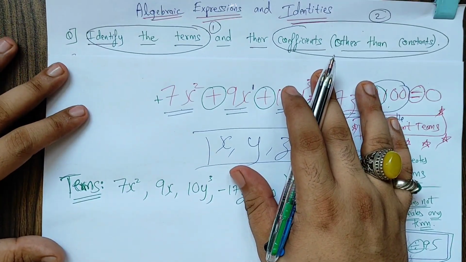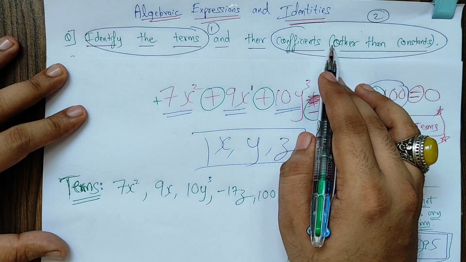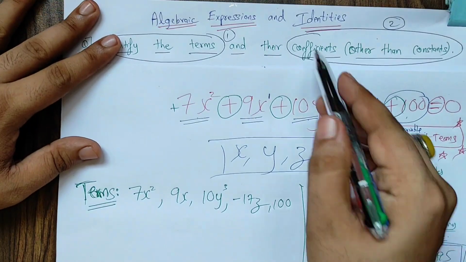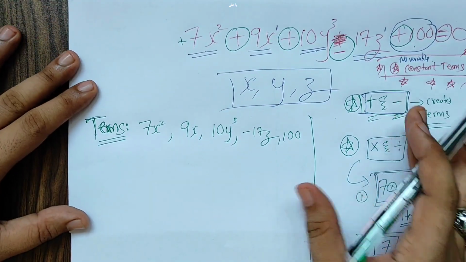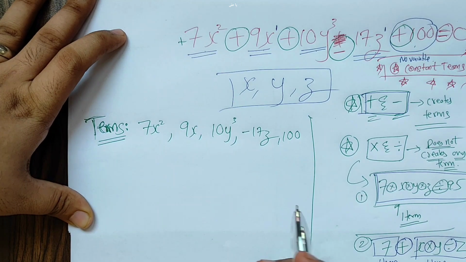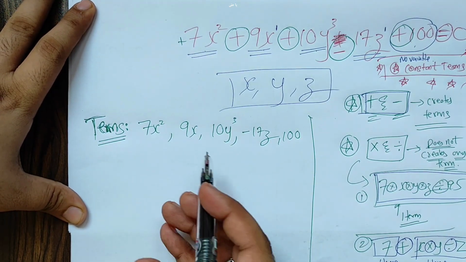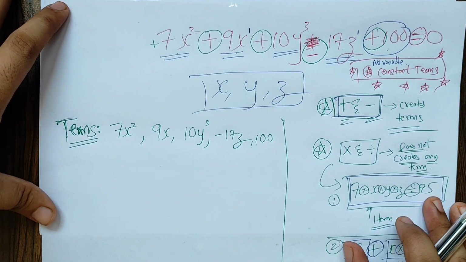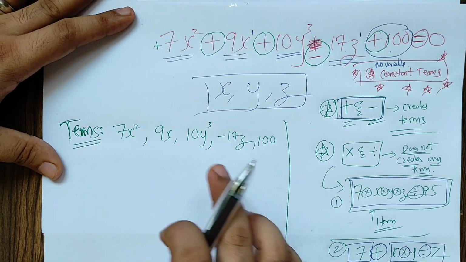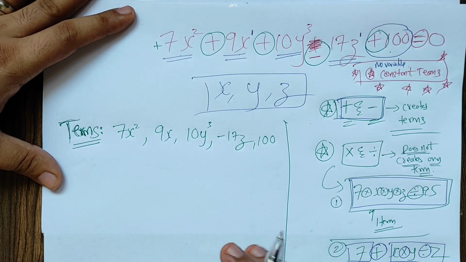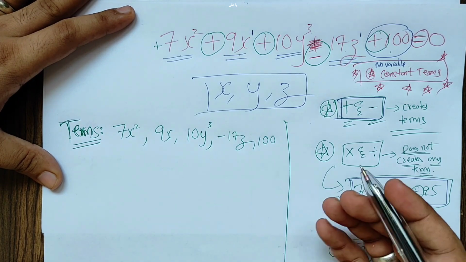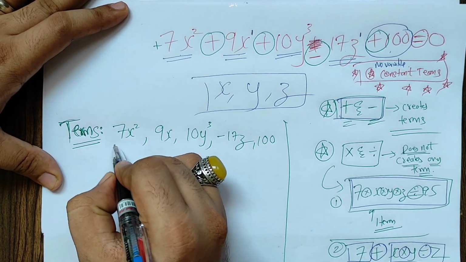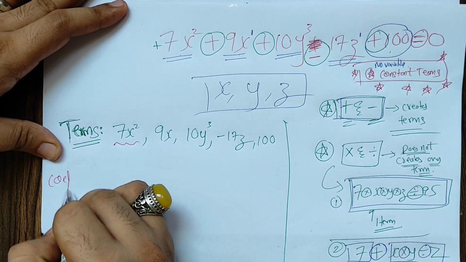Okay, the next part of the question is also to identify the coefficients other than the constants. Now what are coefficients? What do you mean by the word coefficients? Pay attention please. Coefficient, I'll explain in Hindi. The coefficient means the number along with the variable. The number along with the variable is called the coefficient. Now if you see here, it's 7x square. Okay, now I'm writing over here coefficients.